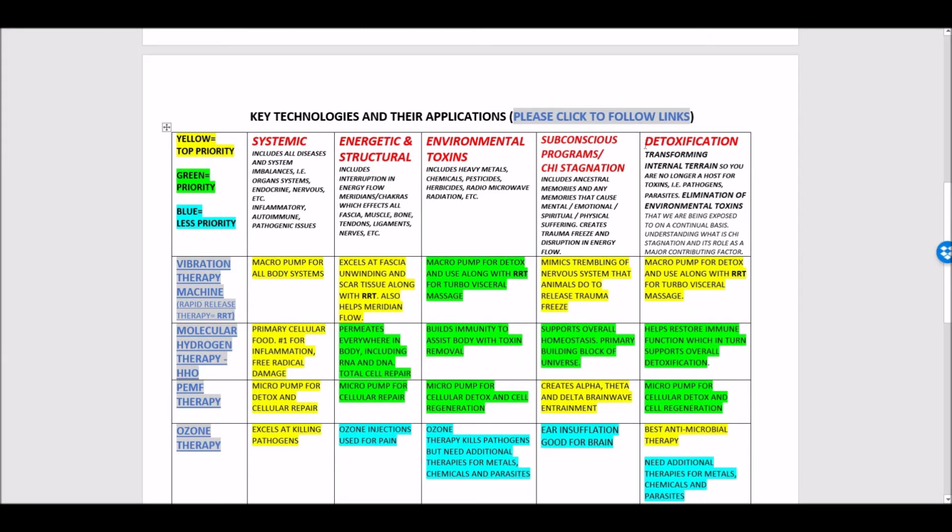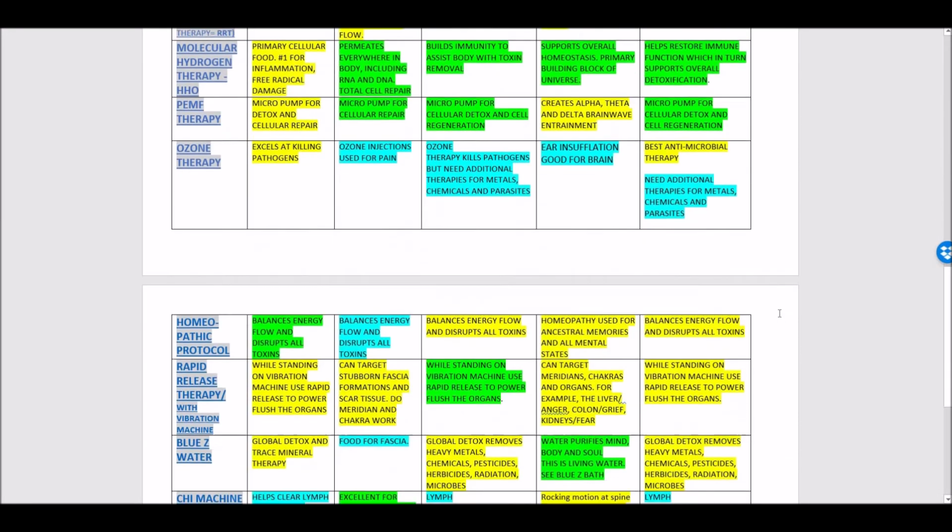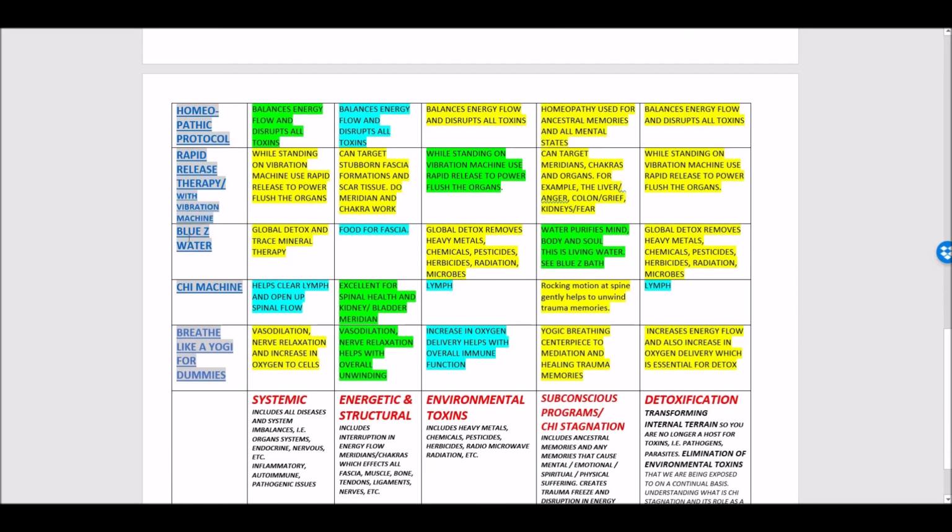And then the detoxification, it's just everyone now needs to detoxify. So number one, the microbes can't house in the body. Number two, you get rid of all the heavy metals, the chemicals, etc. So we're going to get into the therapies, and I think we're going to start off with our Blue Z water. Blue Z water is the hub of our detoxification protocol, and it covers a wide range of toxins from heavy metals, chemicals, pesticides, and microbes. So it's global.